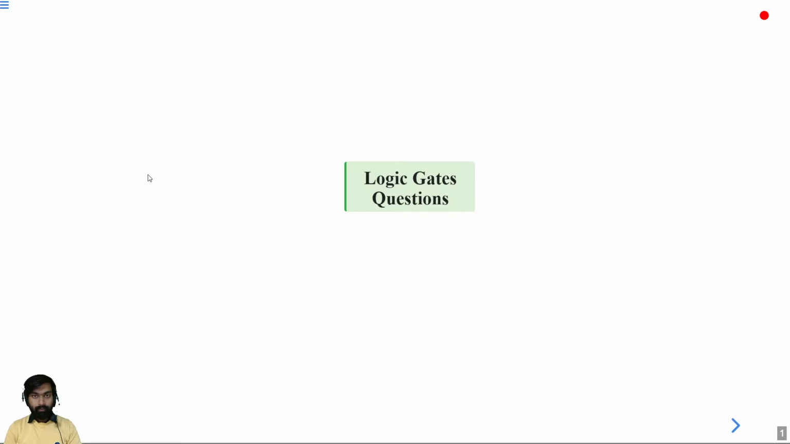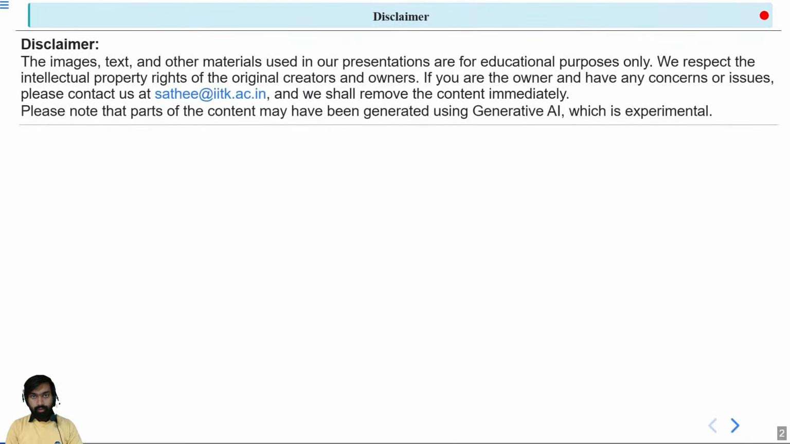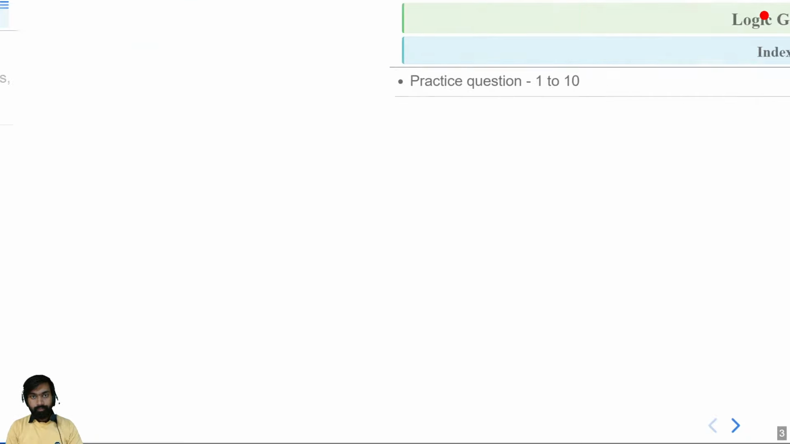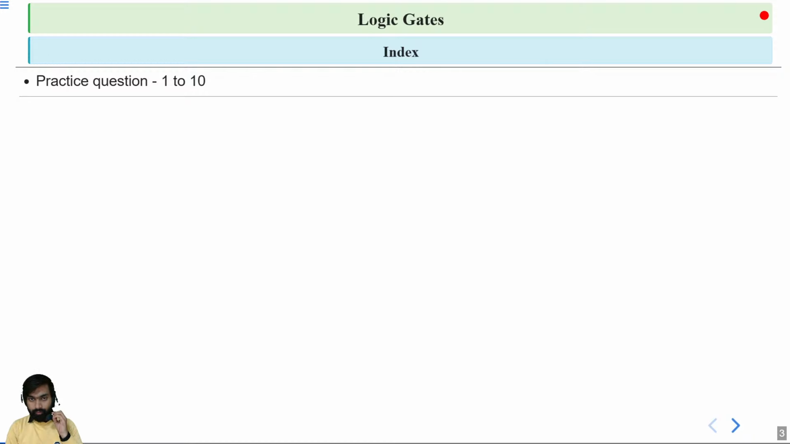Now students, we will solve some practice questions based on semiconductor electronics and logic gates, and this is part 2. This is our disclaimer. Here we will solve some practice questions based on semiconductor electronics and logic gates, part 2.